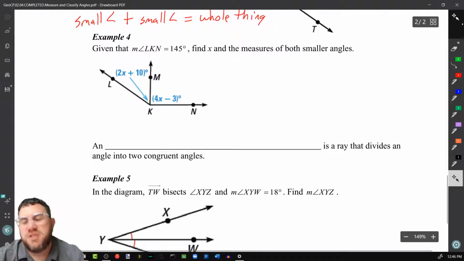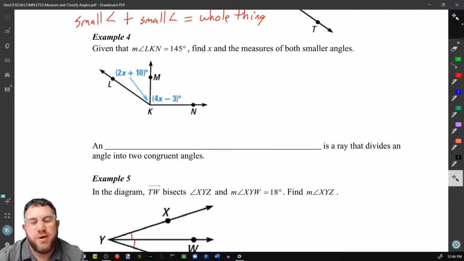Now, especially with your angles, it's going to be helpful for you to write out a setup line. And I'll do that on here. It's very helpful to have that so that you know you are plugging things in the right spot.